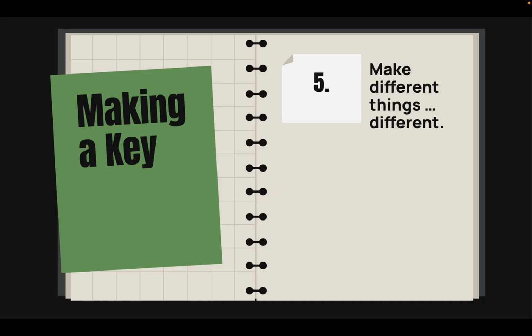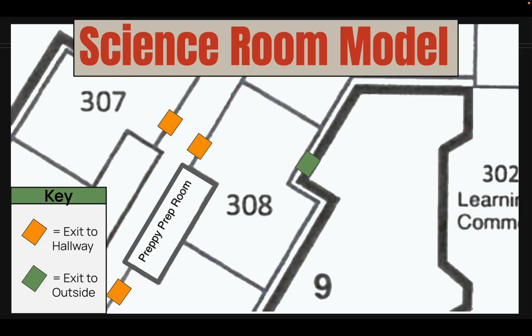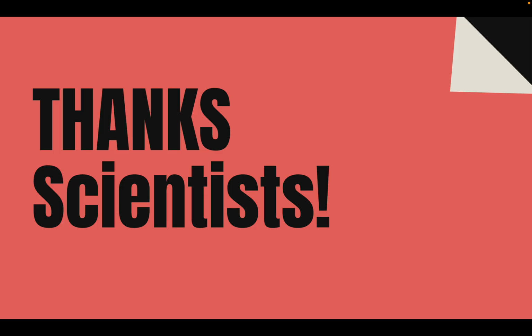Get the idea? Okay, well, I'm still going to model exits here, but I want an exit to the outside to look different from the exit to the hallway, because we often move through the hallways at school, but we don't normally use the emergency doors to go outside. So I've made the exit, notice they're all still doors, so they're all still going to be rectangles, but the exits to the hallway are all going to be orange, and I'm going to change the color of the exit to the outside and make that green. Different things should look different. All right, that's how you make a key. Thanks, scientists. Good luck.